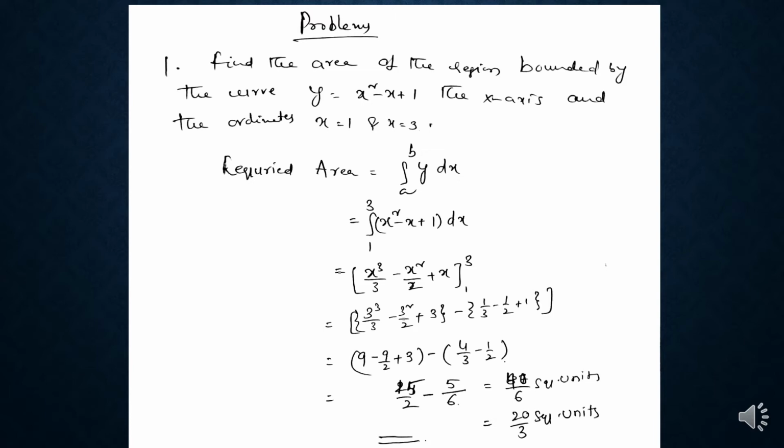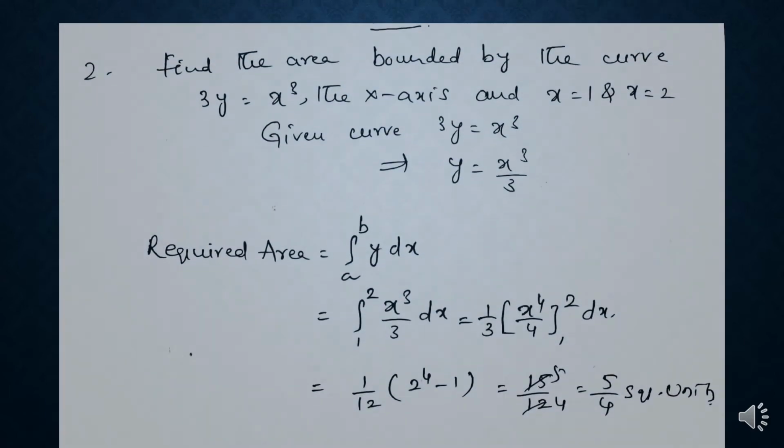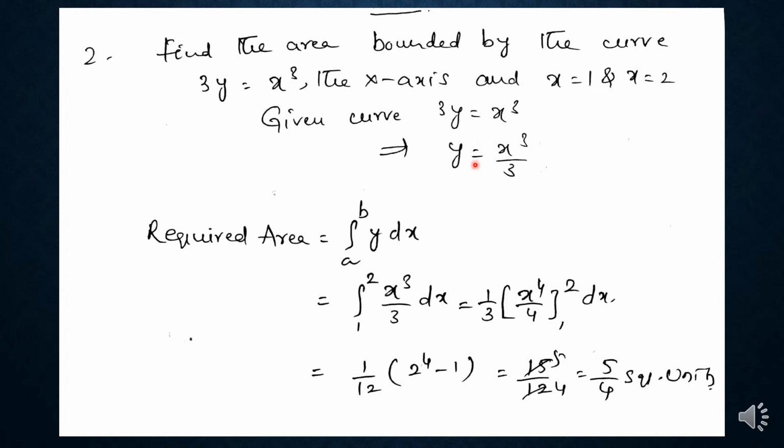Now coming to the next problem. Find the area bounded by the curve 3y is equal to x cube, the x-axis, and x is equal to 1 and x is equal to 2. So what is the given curve here? 3y is equal to x cube. You should write what is y here.